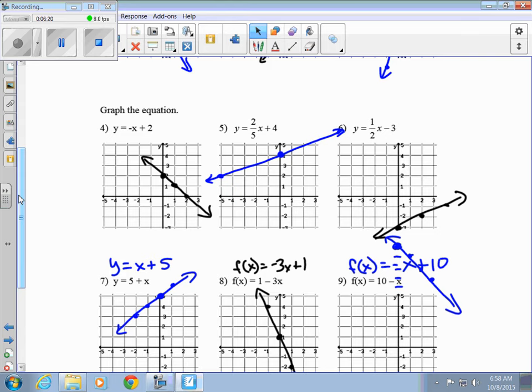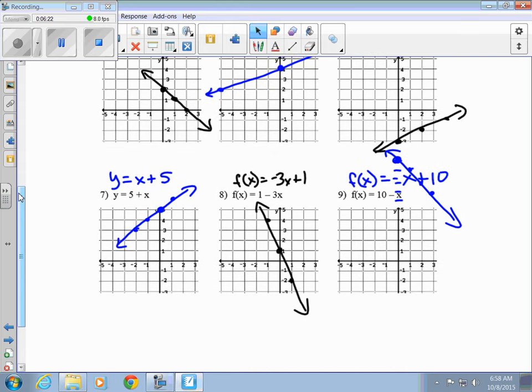And then if we jump down to questions 7, 8, and 9, notice they're in function notation, and even 7 as well. But I switched them to put them into slope-intercept form. So my x is first. I'll always write those that way, so it's in mx plus b form. That way it's easier to find your slope and your y-intercept.